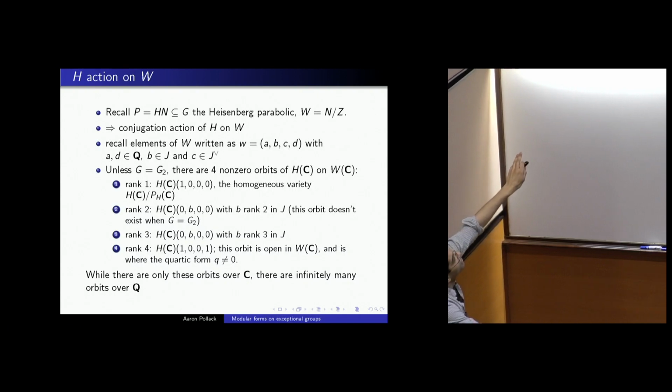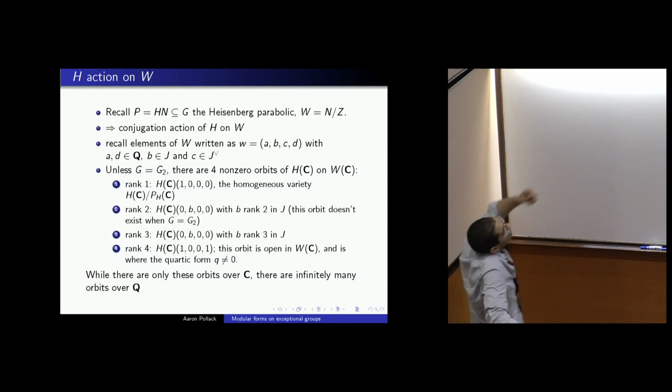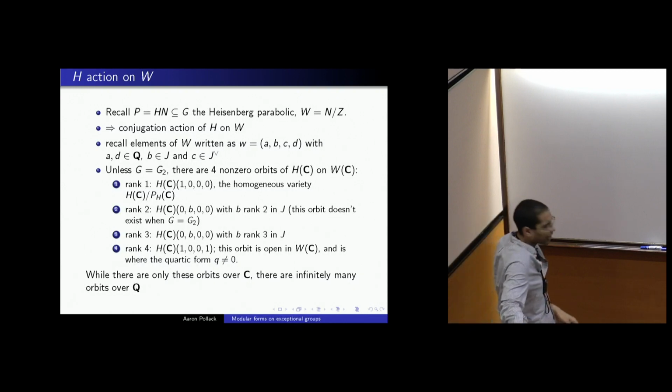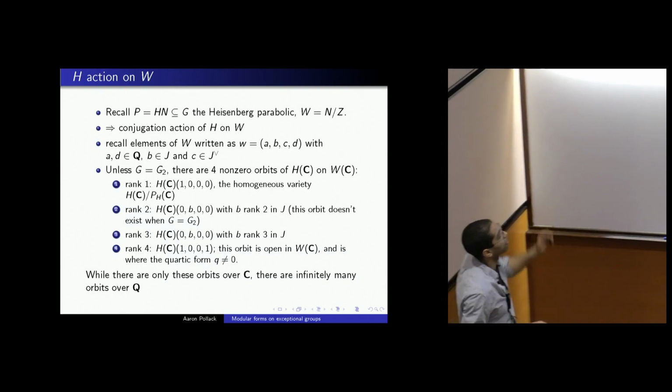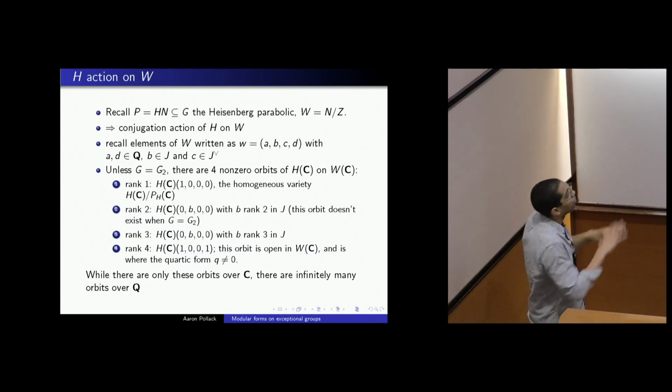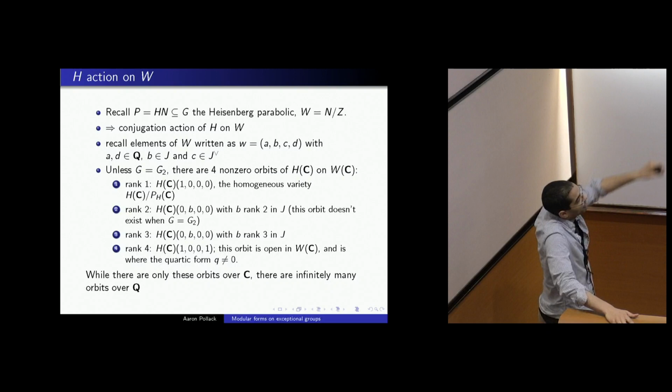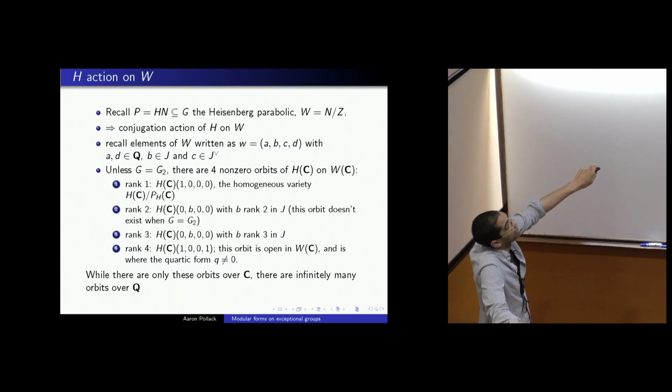Okay, so recall that if you have this Heisenberg parabolic P, the Levi is this group H, and the unipotent radical I'm writing as N, and W is its abelianization. And so you have the conjugation action of H on W. Over the complex numbers, there are 4 non-zero orbits of H on W, which people call rank 1, rank 2, rank 3, and rank 4, unless you're in the case of G2, in which case there are only 3 orbits. And even though there are only 4 orbits over C, there are infinitely many orbits over the rational numbers.